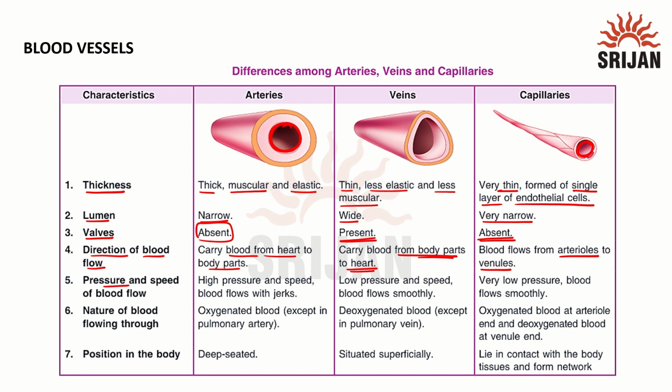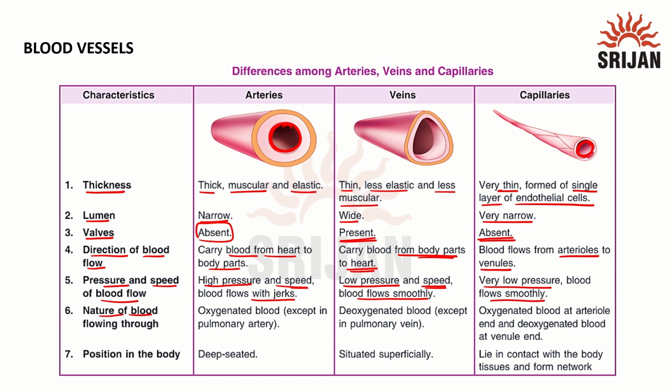Next is the pressure and speed of blood flow. Arteries will show high blood pressure and high speed of blood flow, and blood flows with jerks. In veins, the pressure is low and speed is also low, so blood flows more smoothly. In capillary, the pressure is very low and blood flows smoothly.